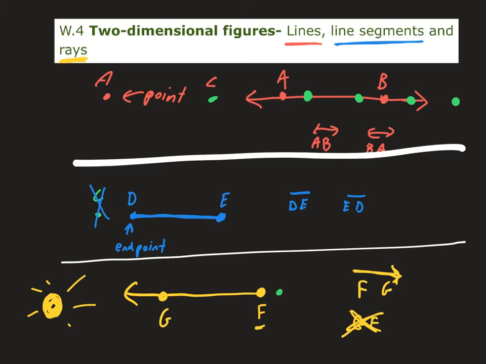So when we come to rays, there's only one name. If it's a line segment or a line, it's got two names. It can be called either one. But if it's a ray, there's only one correct name. And those are the differences between lines, line segments, and rays.